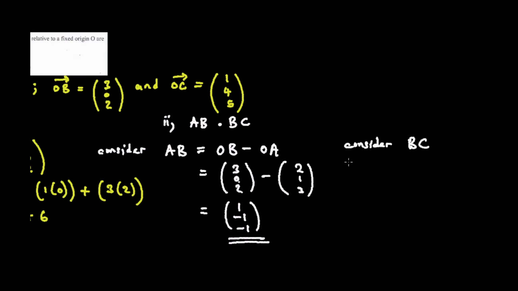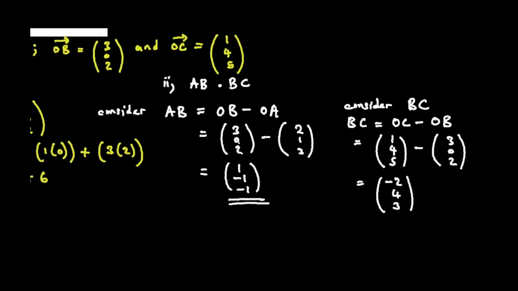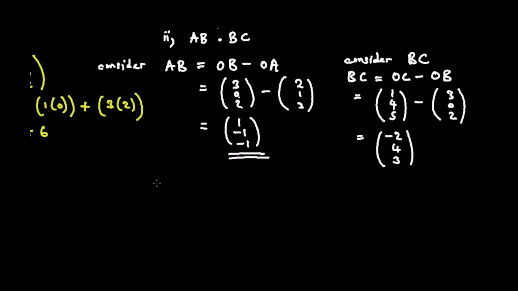Now considering BC, BC iri equal to kuri kuperera vector OC subtracting kwaratangira OB. Saka OC taudzwa kuti ndi 145. This is subtracting OB anova 302. So this is equal to 1 minus 3 ndi minus 2, 4 minus 0 ndi 4, and 5 minus 2 ndi 3. So this is going to be BC. Now back to AB, BC.